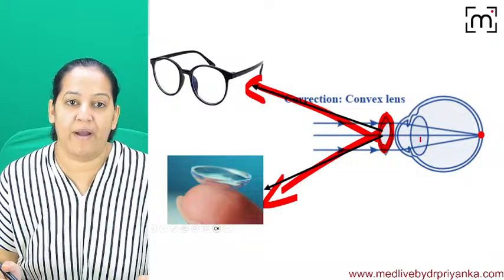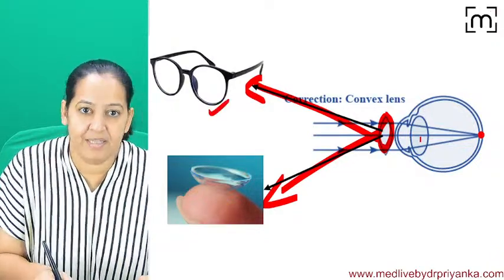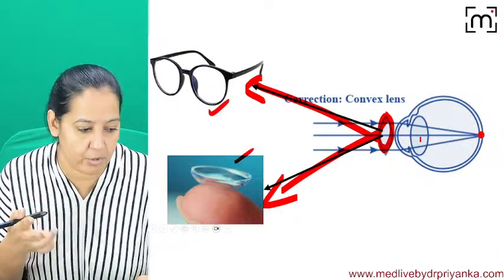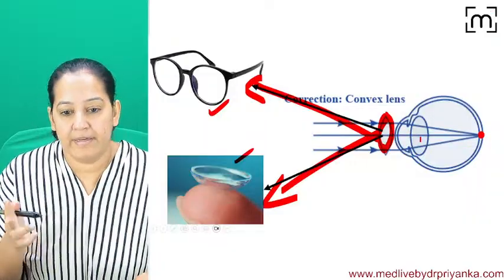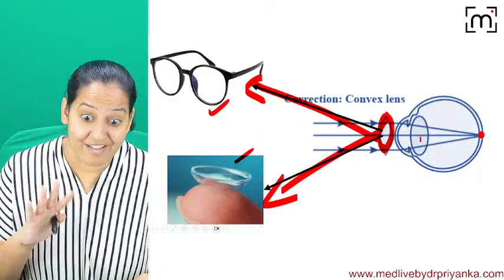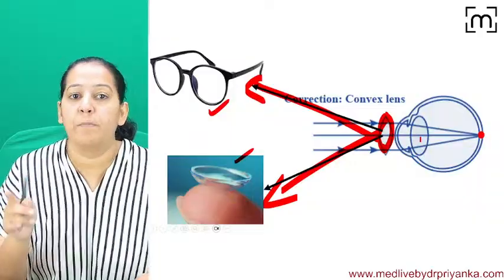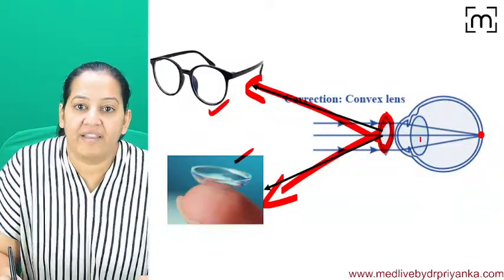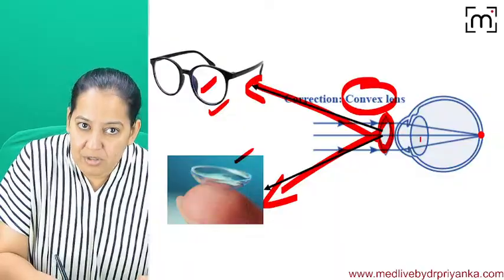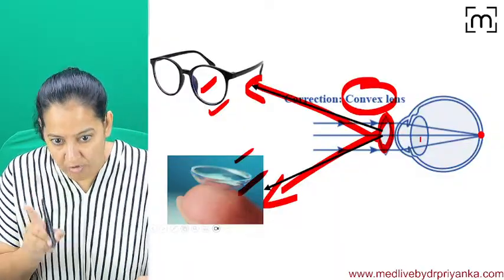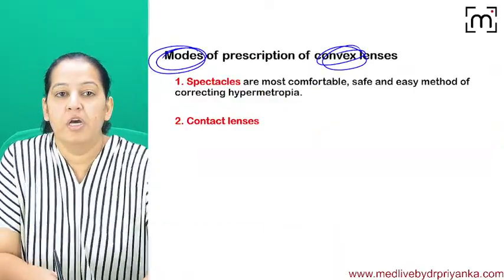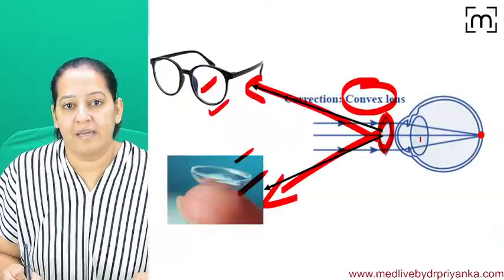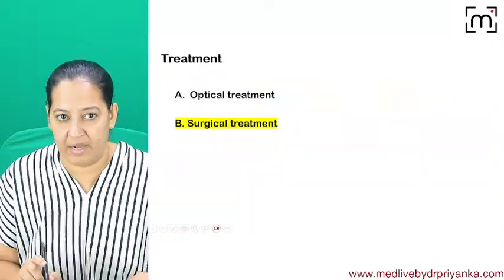How much power is required to correct it? So either use it in the form of spectacle or contact lens. Both of them have their pros and cons, advantages and disadvantages, that I will explain to you tomorrow. But spectacles or contact lens are the two ways that should be put in front of the eye, and that should be convex. Spectacles also convex, contact lens also convex. Convex lens should be used.